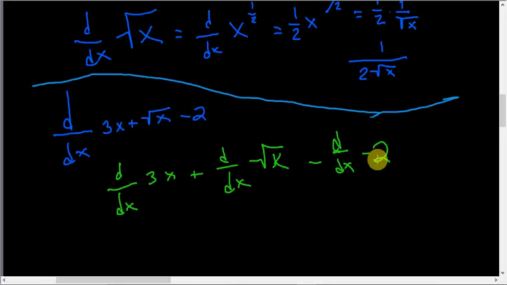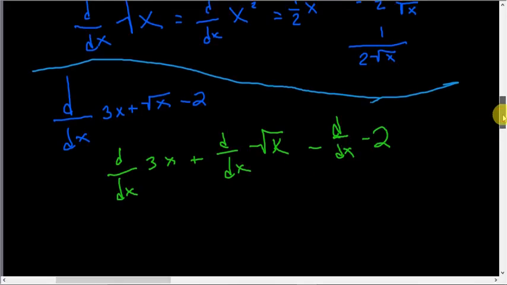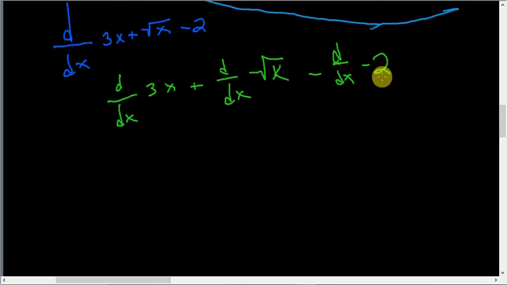So the derivative of a constant is 0 for any constant, even if it's infinity, although infinity is not a real number, and you won't usually see that unless you're taking a limit.